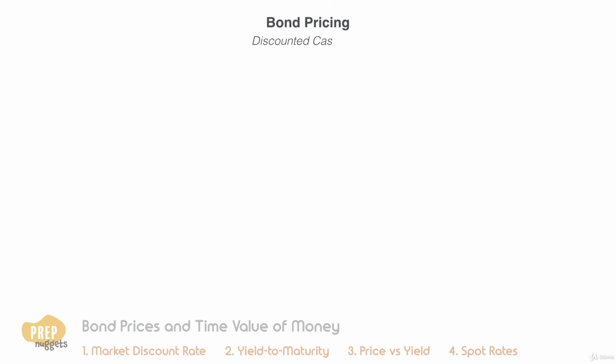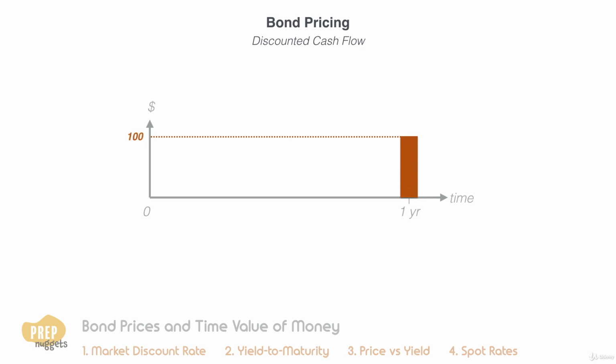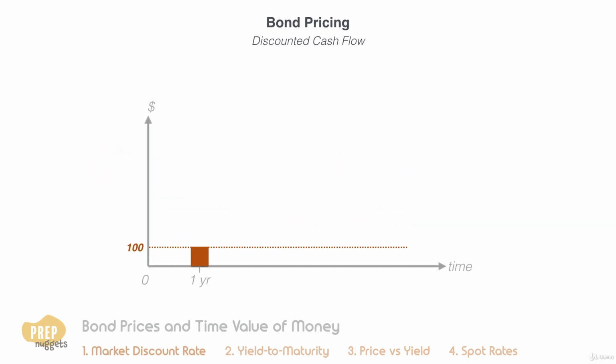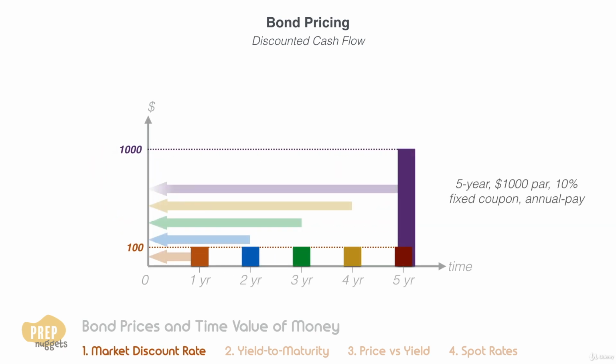Bond pricing is an application of discounted cash flow analysis. We know that for a cash flow of $100 1 year from now, its present value is $90.91 if we discount it by 10%. This principle is applied to bond pricing. For a 5-year $1,000 par, 10% coupon annual pay bond, its price can be calculated by summing the present values of all the bond's promised cash flows.